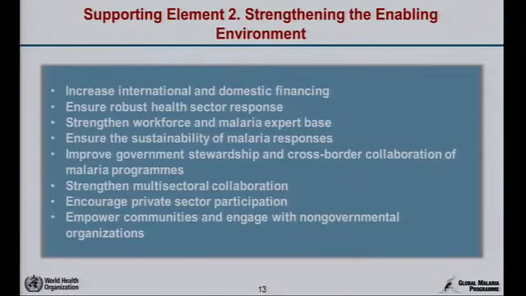Close to final, what do we mean when we talk about strengthening the enabling environment? It does speak to both international and domestic financing, which we believe will be critical over the next decade. Ensuring a robust health sector response, capacity building, ensuring an entire new generation, cohort, cadre of malariologists, ensure the sustainability of malaria responses, improve government stewardship and cross-border collaboration of malaria programs in regional efforts.